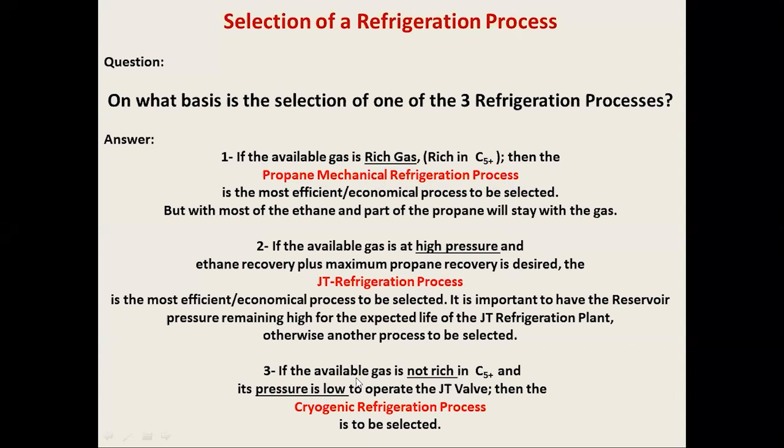If the available gas is not rich in C5 plus and its pressure is low, you cannot operate the JT valve; go to the cryogenic refrigeration process. With not rich in C5 plus, it means it can have the advantage of liquefying the ethane, but you are not targeting the C5 and heavier. You are targeting C2 and C3, okay? And the pressure is low, go to the cryogenic refrigeration process.